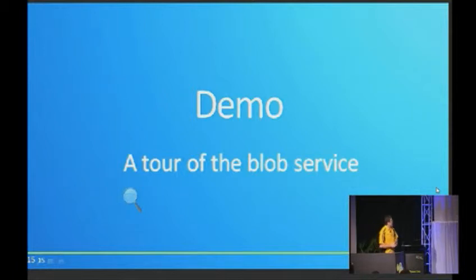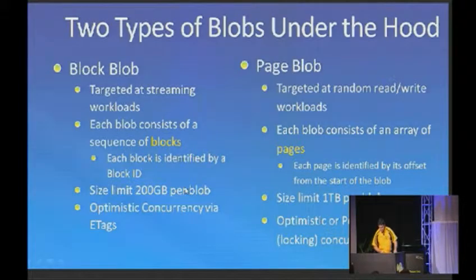So let's start to drill into it with a bit more detail. Let me just get rid of this. So I spoke earlier about this idea that we have 2 types of blobs under the hood. The first is what we call a block blob, and block blobs are designed for streaming file information. So for streaming basically whole files back to the client.